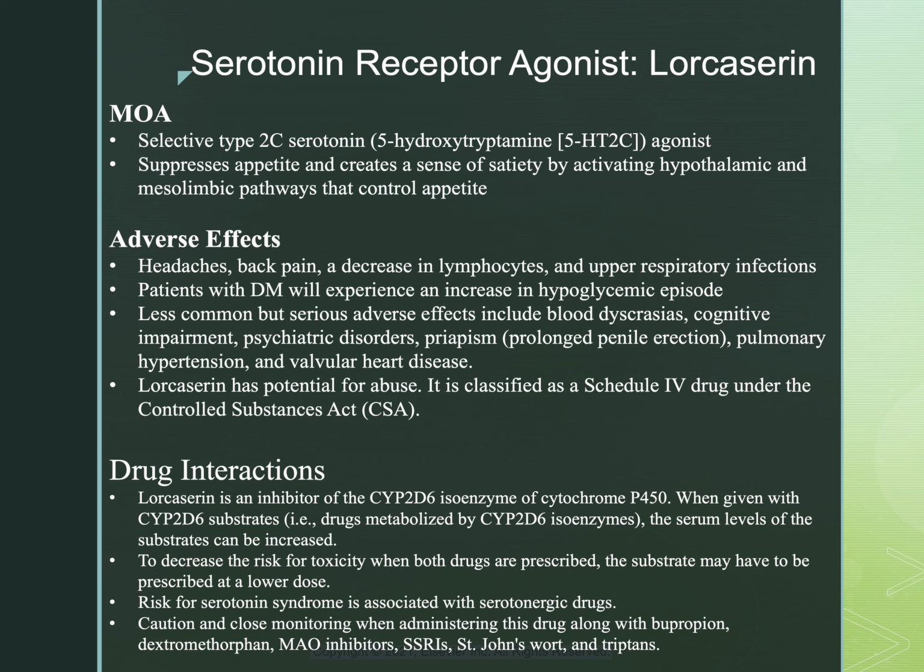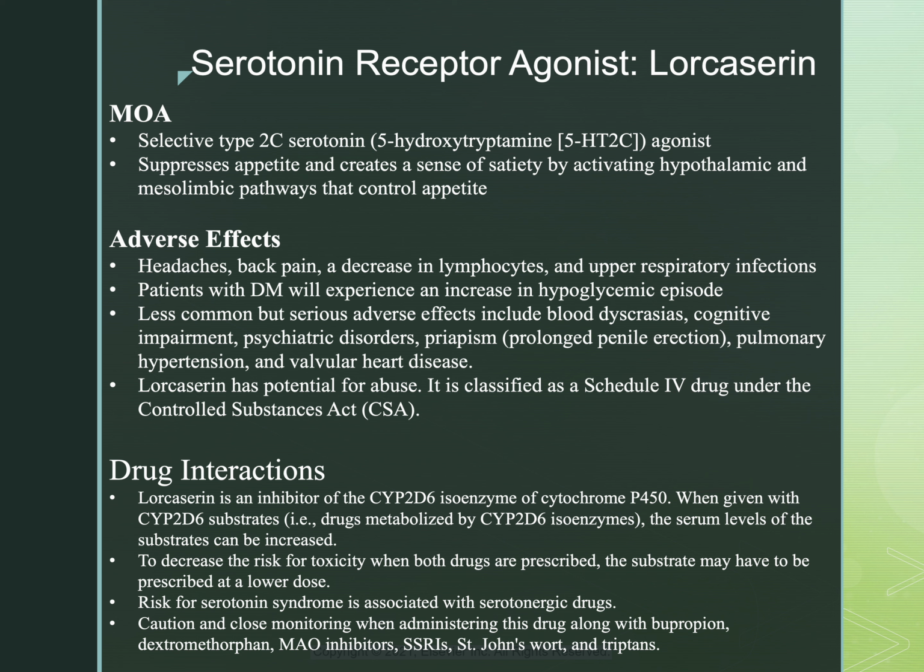Leucovorin is a serotonin receptor agonist selectively for type 2C serotonin, and it helps to produce weight loss by telling the patient that they are full. It suppresses appetite and creates a sense of satiety by activating the hypothalamic and mesolimbic pathways that control appetite, and these pathways are located in our brain. Additionally, we have noticed that it reduces weight, circumference, fasting glucose, insulin, total cholesterol, LDL cholesterol, and triglycerides as well. So it does give additional benefits.